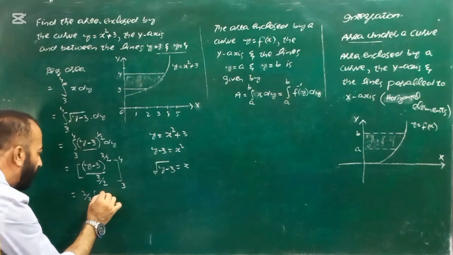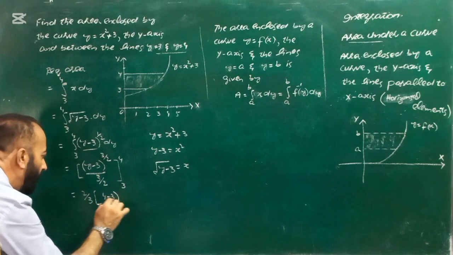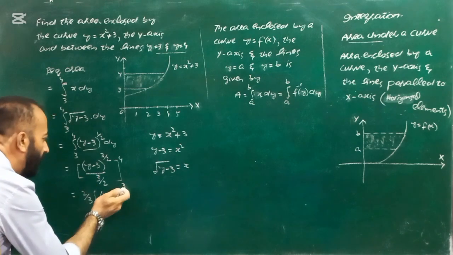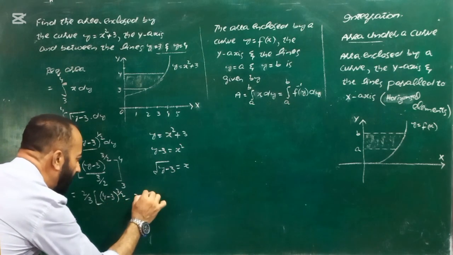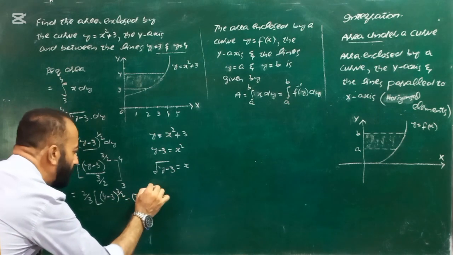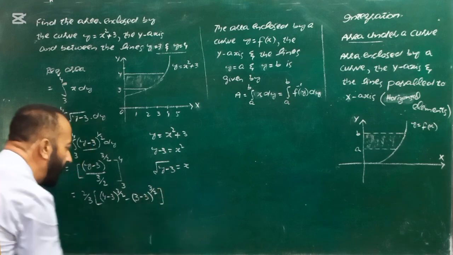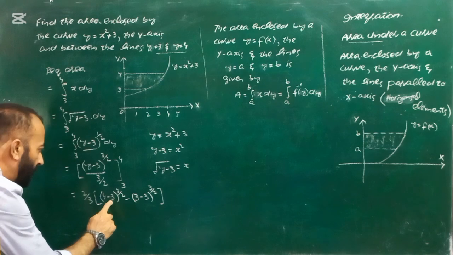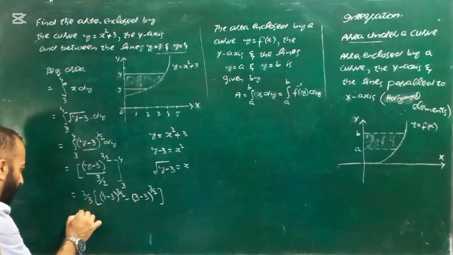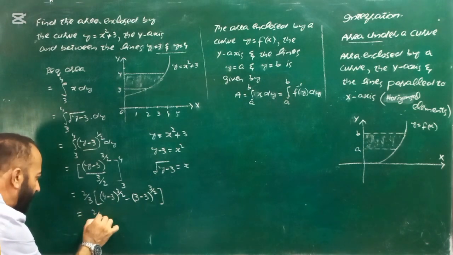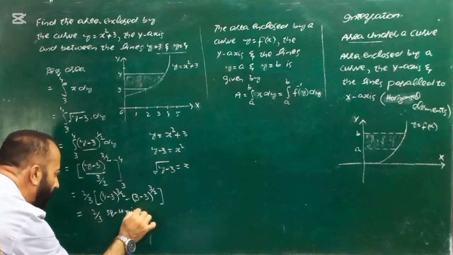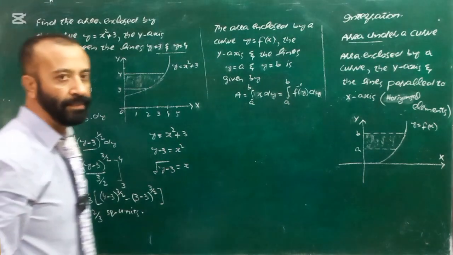So that is y minus 3, so that will be 4 minus 3 raised to the power 3 by 2 minus this limit 3 minus 3 raised to the power 3 by 2. So upper and lower limits are applied. So 3 minus 3 will become 0. So 4 minus 3 will be 1. 1 raised to power anything will be 1. So 2 by 3 is the answer, and unit will be square units. So this was the answer.